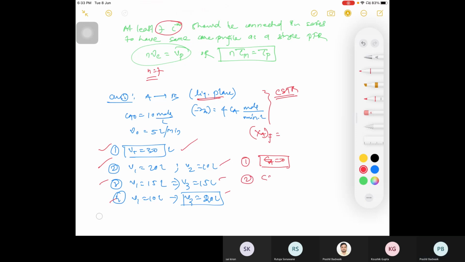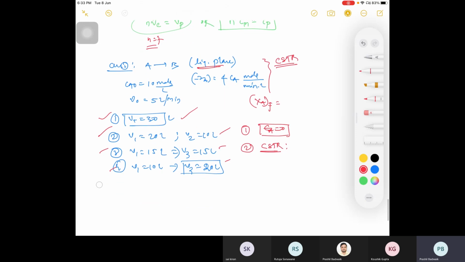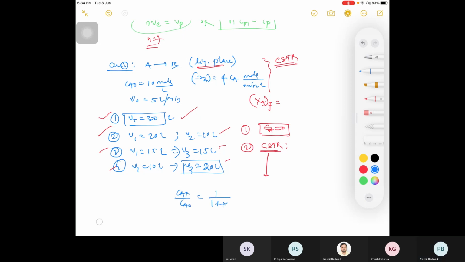It is CSTR. So there is no integration, and you don't need to remember any formula. Just substitute values in the design equation for first order reaction. What was it for a first order reaction? I told you earlier, that is Ca final divided by Ca naught is equal to 1 upon 1 plus k tau, right? This was for the first case.